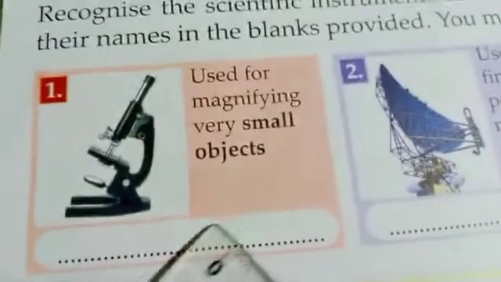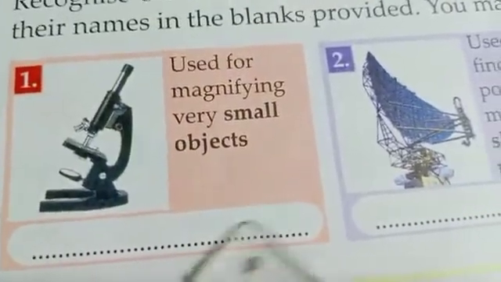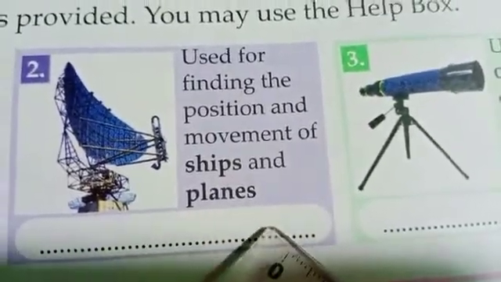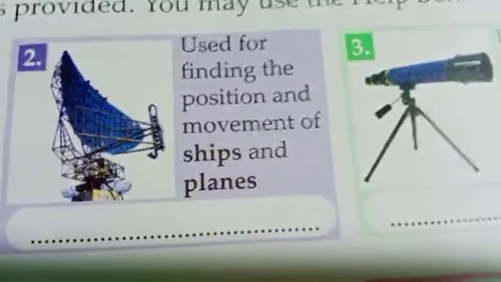See, this one is used for magnifying very small objects. This is microscope. We use this for magnifying very small objects. Then see number 2. Used for finding the position and movement of ships and planes. That is radar. Very important instrument.